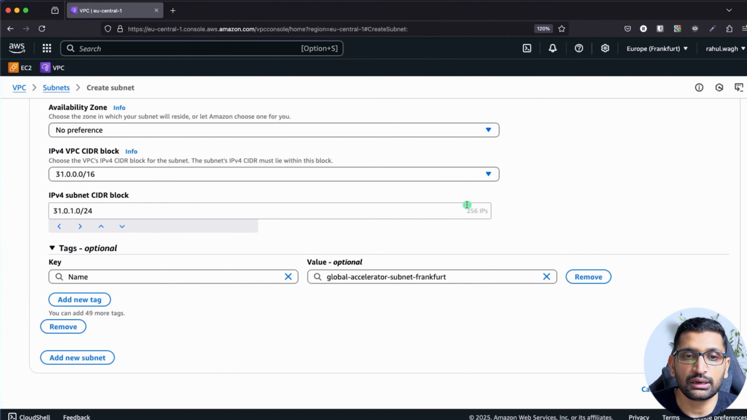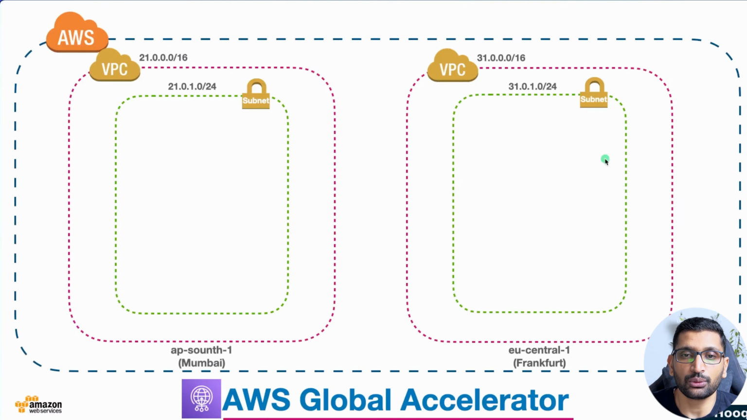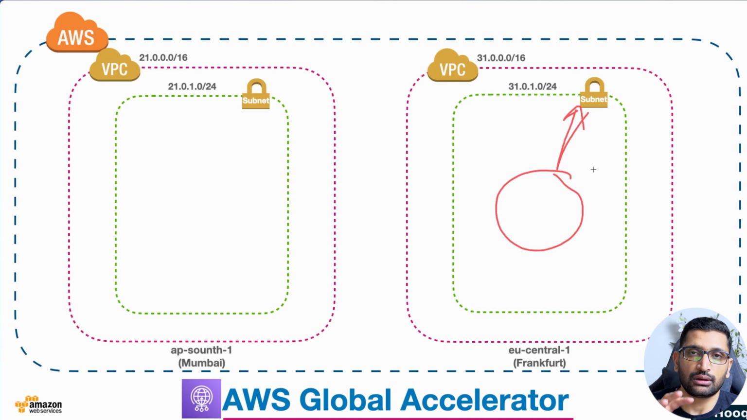And here you can see it will allow me to create 256 IPs within that particular subnet. So if you want to deploy any resource within this particular subnet, then you can easily deploy around 256 resources, which can consume 256 IPs. So that's the logic behind the IP range and how many IPs are available within the subnet.